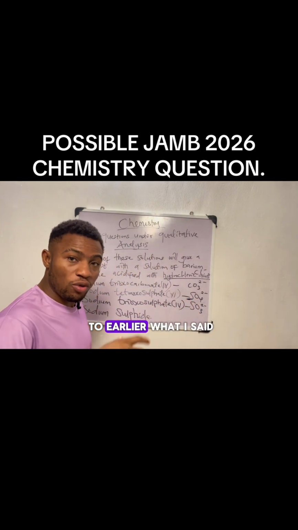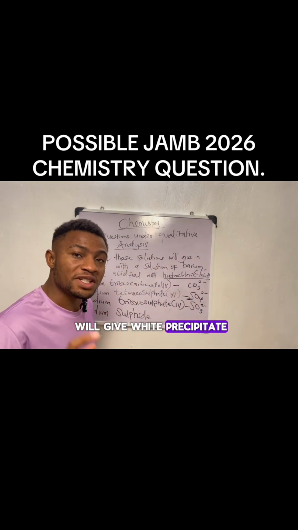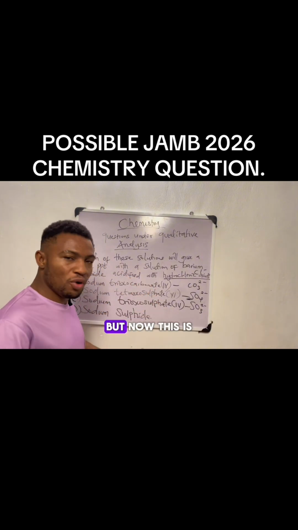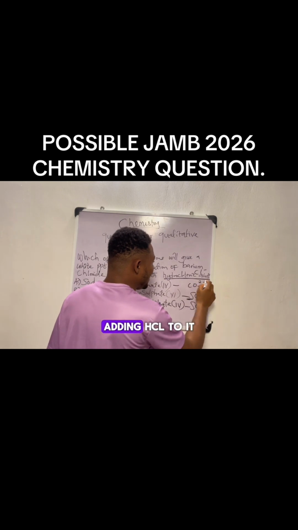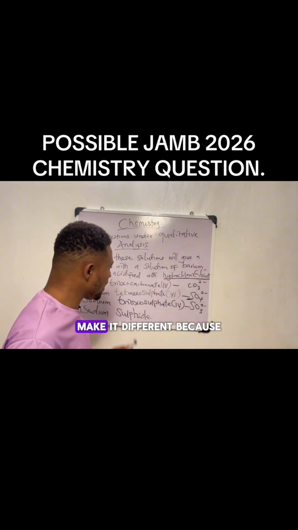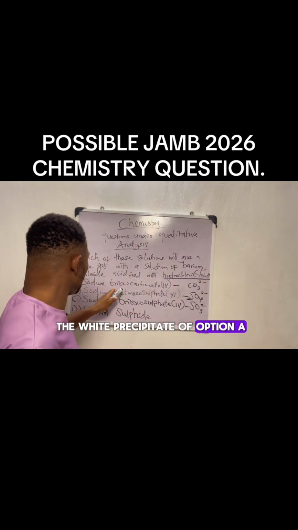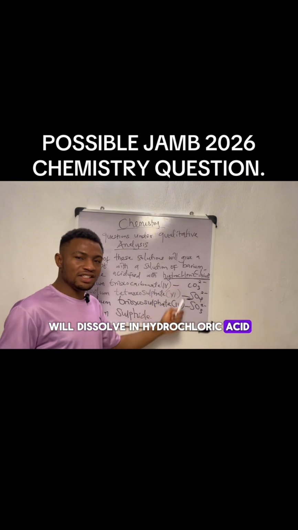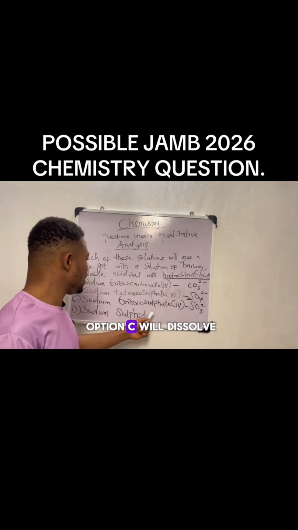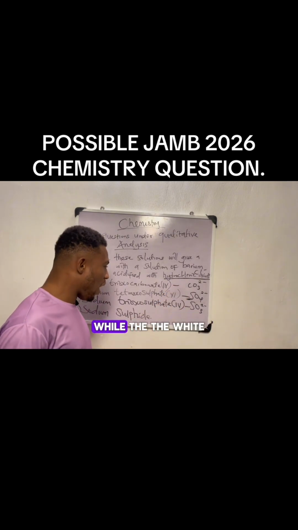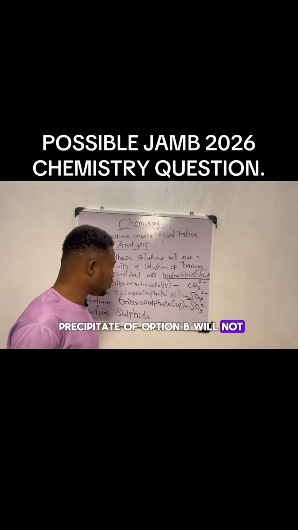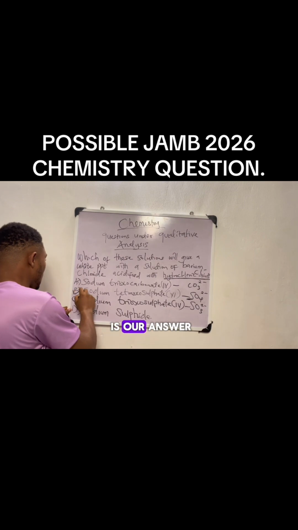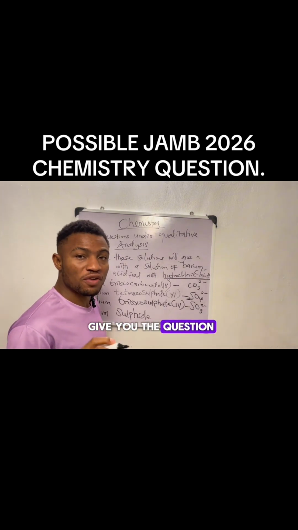Like if you listen to what I said earlier, the three of them will give white precipitates with barium chloride. But now, this is why it is different. Adding HCl to it will make it different, because the white precipitate of option A will dissolve in hydrochloric acid. The white precipitate of option C will dissolve in hydrochloric acid. The white precipitate of option B will not. So that's why option B is our answer. And I'm going to give you the equation for the reaction.